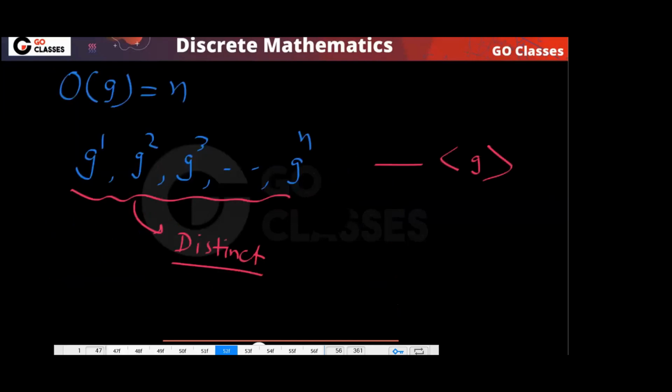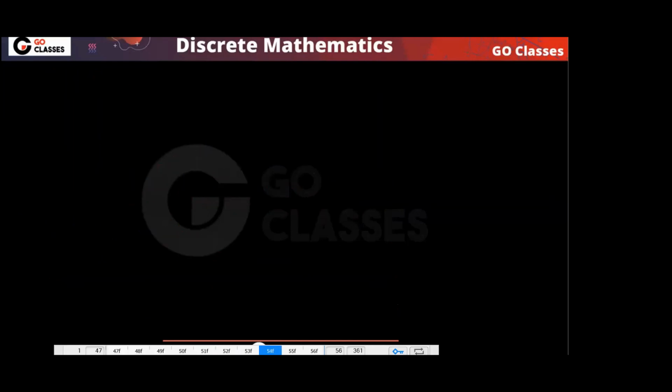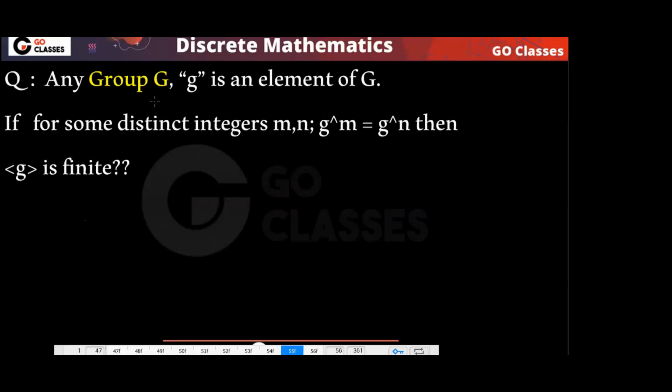Okay, these will create the subgroup generated by G. Let's see this one. If you have any group, G is an element, then for some distinct integers m, n, let's assume, then can I say G is finite? Okay, read this question and tell me what is the answer.